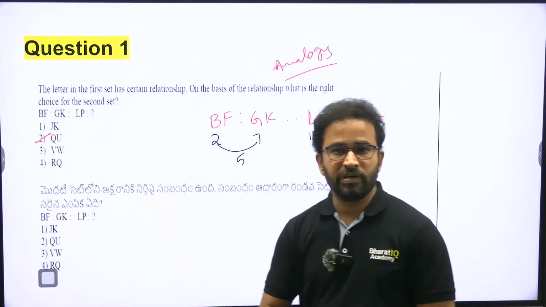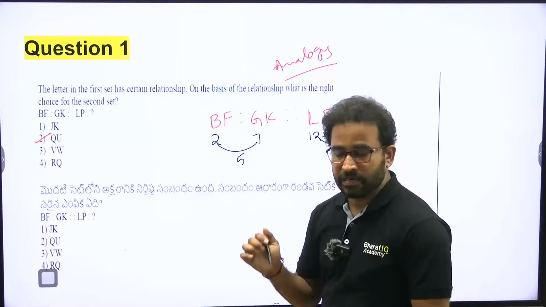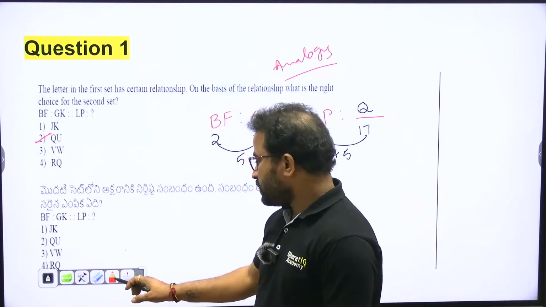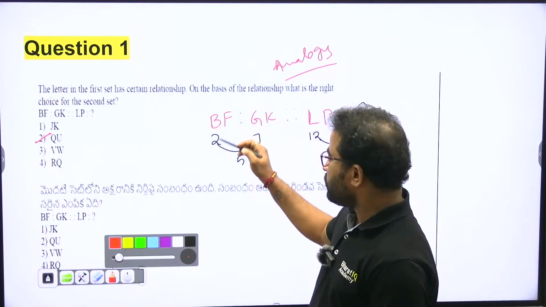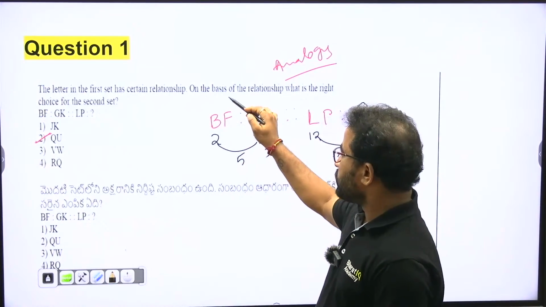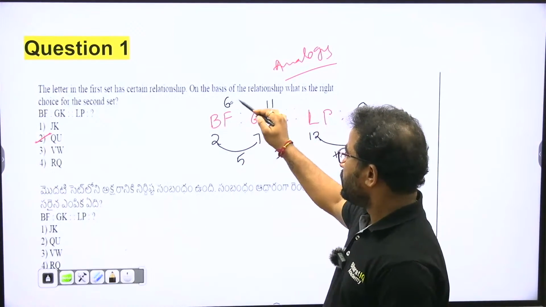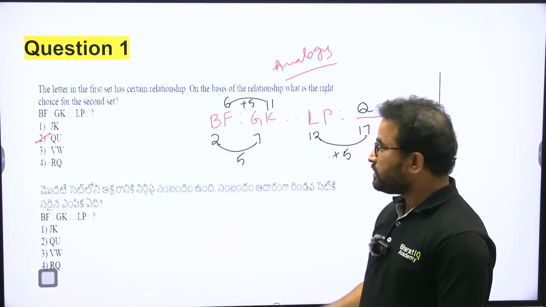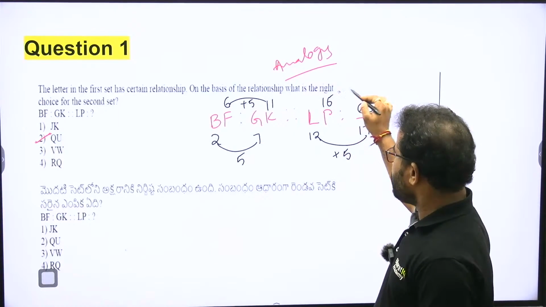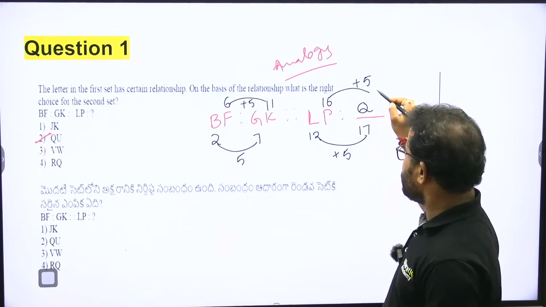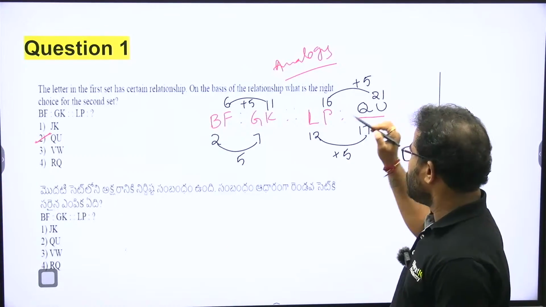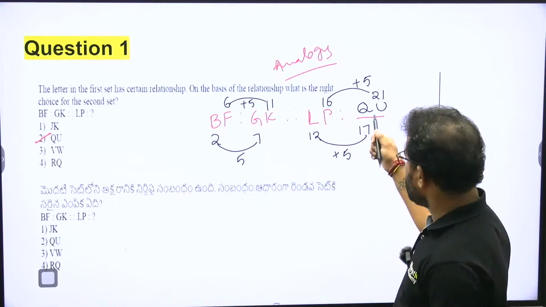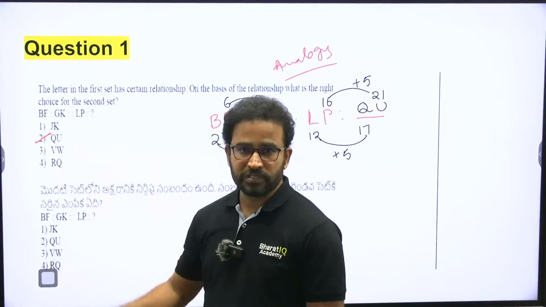For example, if you want to cross check whether that is right or wrong, look at this one. Now you need to check with the second one also. The place value for F is 6 here. K place value is 11. The difference between these two is 5 only. If I apply the same way, P place value is 16, 16 plus 5 is how much? 21, and 21 place value is U. Look at this one, QU. So we got QU as the right answer.